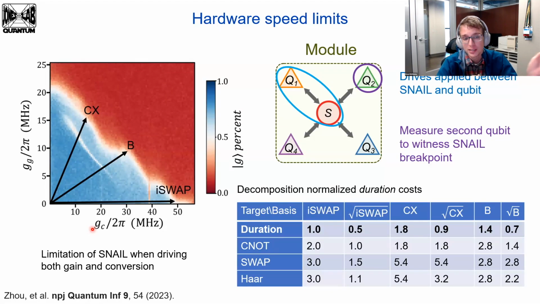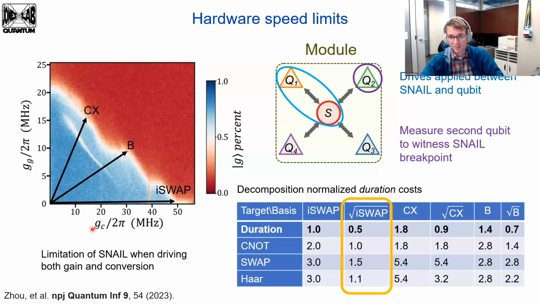And if we take the data from the previous slide, we have these normalized expected duration costs for decomposition, which is: I know how many cycles I need to perform the gate, and I know how many times I need to apply the gate in order to do decomposition. So while previously we knew the B gate was the most efficient at performing decomposition, this analysis helped us understand why exactly the square root of I swap is actually the best gate.